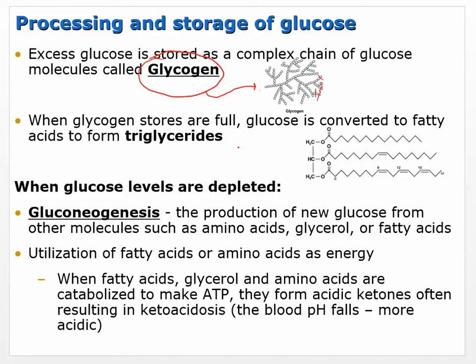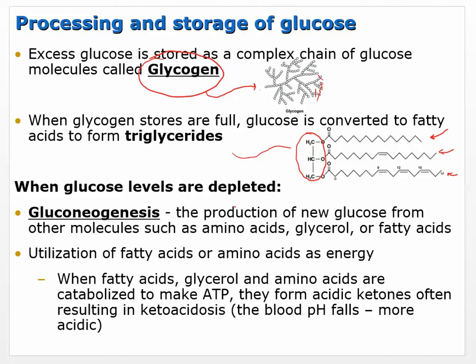So when glycogen stores are full, okay, so we've stored all the glucose we can as glycogen, then we start to make triglycerides. We'll start producing fatty acids, and we'll stick them to that glycerol molecule, and then we have fats, or triglycerides. Those can be stored in a lot of places, even in the liver, but we usually think of adipose tissue or fat tissues where those are stored.